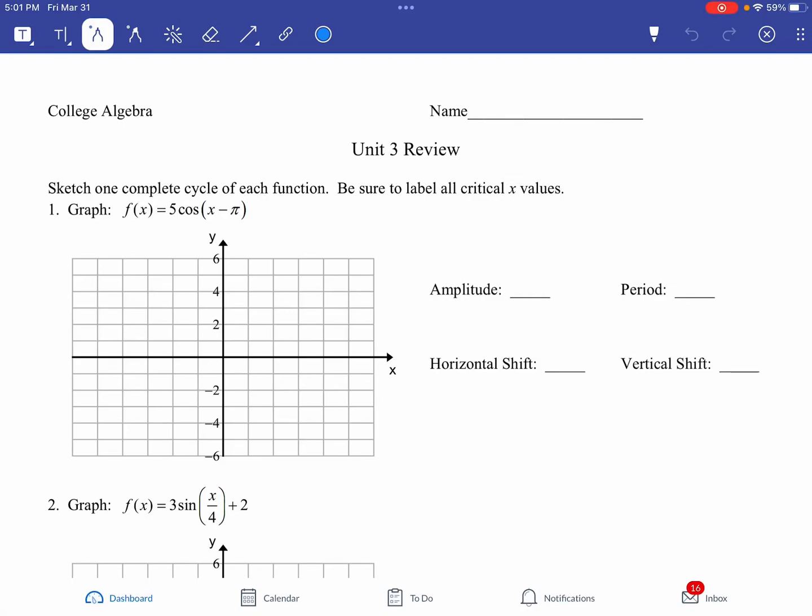This is the Unit 3 review on trig functions graphing. Okay, here we go. This is what the test is going to look like. It's going to be a graph, and then you're going to have to put down the stuff on the right-hand side based on what you know about the equation.